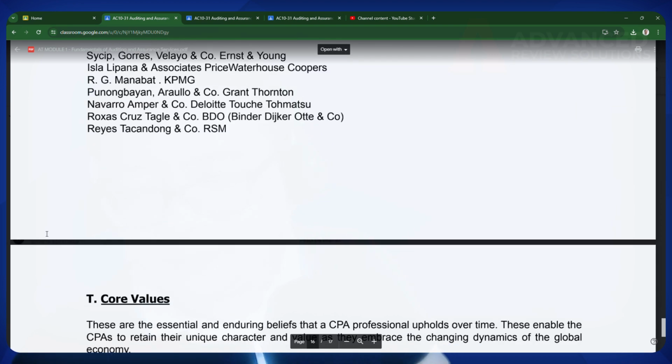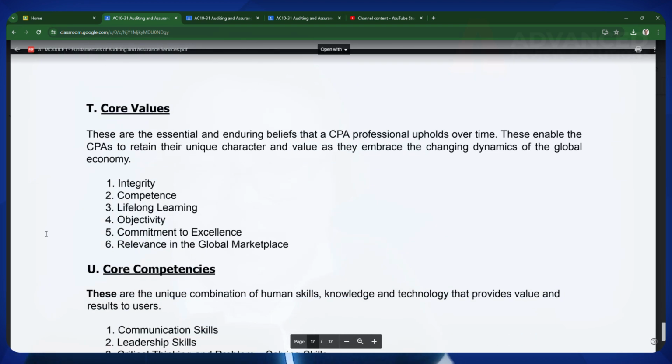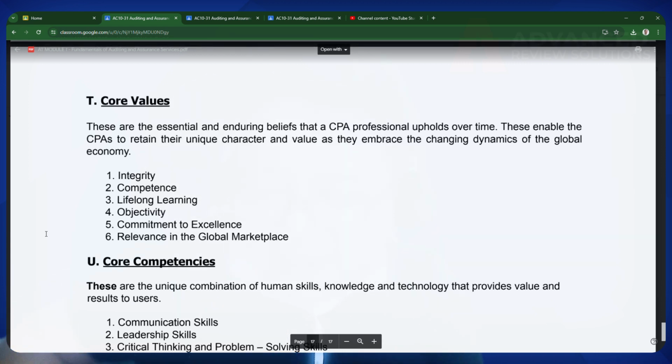Okay. So, very important also are the core values. When we are part of the audit, it is very important to uphold our core values. These are the essentials, the enduring beliefs that the CPA professional upholds over time. So, what are our core values usually?